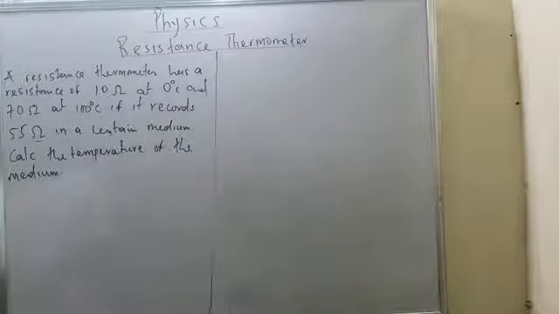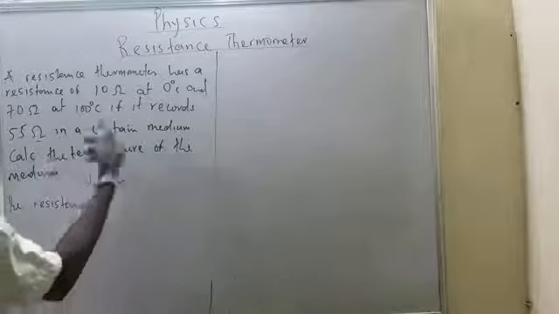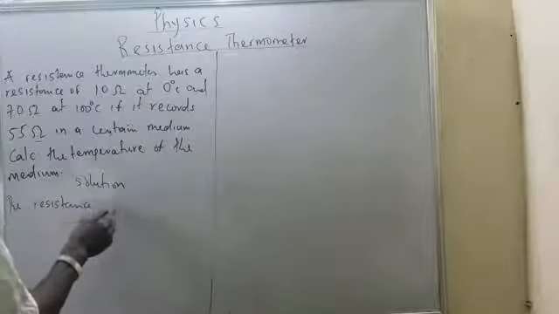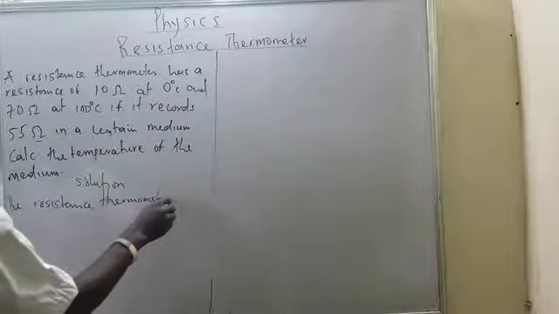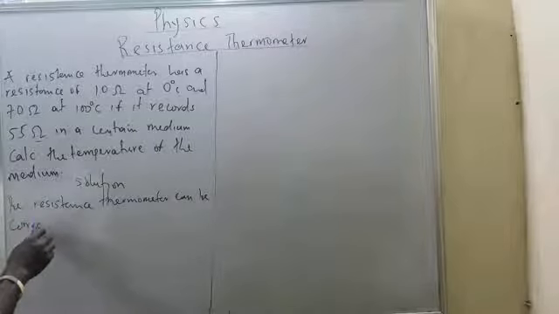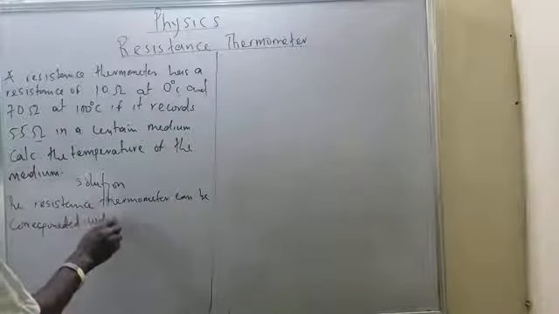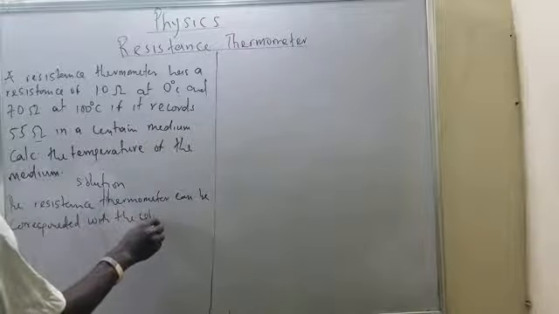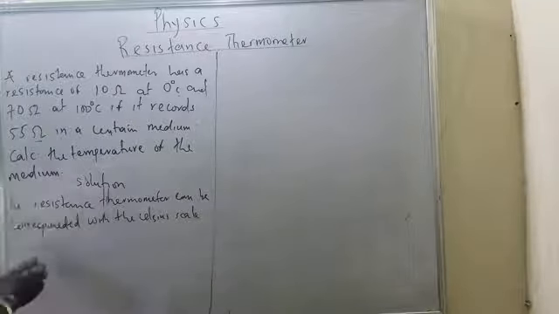The same procedure. And how do I go about this? It means the solution to this problem is the same way as in the previous video, which is I will do the corresponding. This time around we are relating Celsius with ohms. It means the resistance thermometer can be corresponded with the Celsius scale. Now, what am I trying to do?